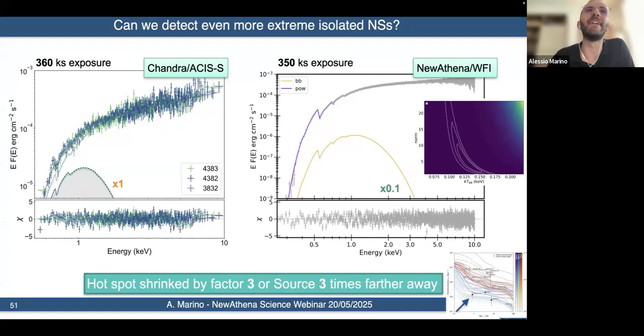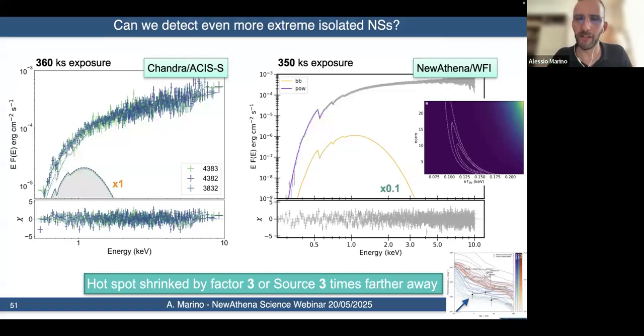So, for example, there are many young pulsars for which we could not find any significant emission from their surface, which now with NewAthena might be good candidates to search for cold, extremely cold, and extremely rapidly cooled down thermal emissions due to enhanced cooling. And if 350 kiloseconds might seem a lot, it's true, it's a lot. Just consider that these sources are stable, constant over time, so we can even split this very long observation in several visits to make the scheduling of this observation, if you want, easier to do.